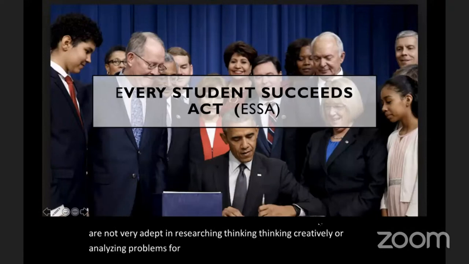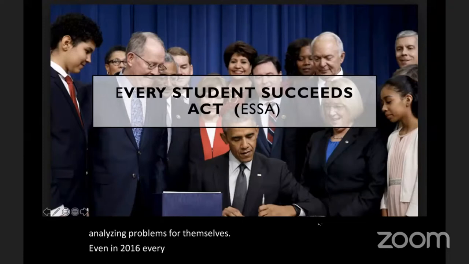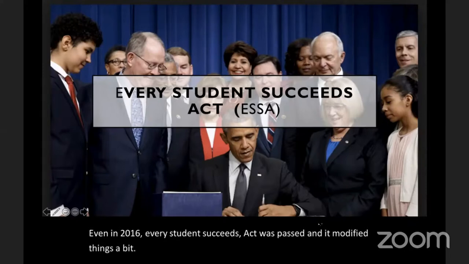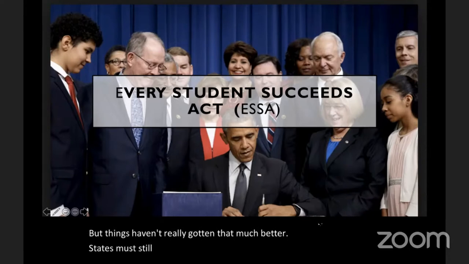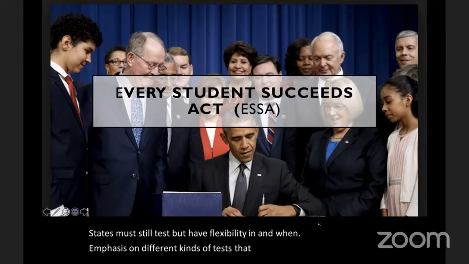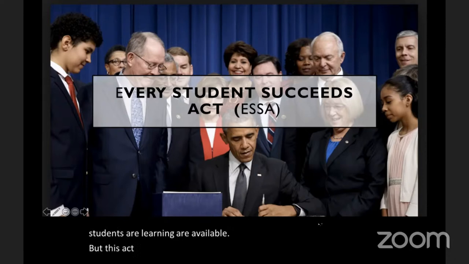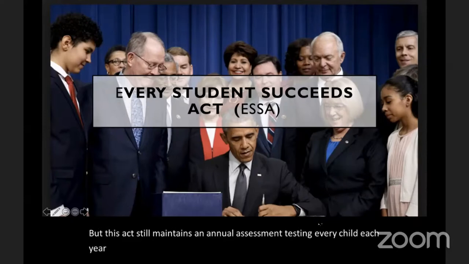Even when in 2016, the Every Student Succeeds Act was passed, and it modified things a bit. But things haven't really gotten that much better. States must still test, but have flexibility in how and when, with emphasis on different kinds of tests that more accurately measure what students are learning. But this act still maintains an annual assessment, testing every child each year from 3rd to 8th grade in math and English language arts, and once in high school, and 3 times during their schooling in science.